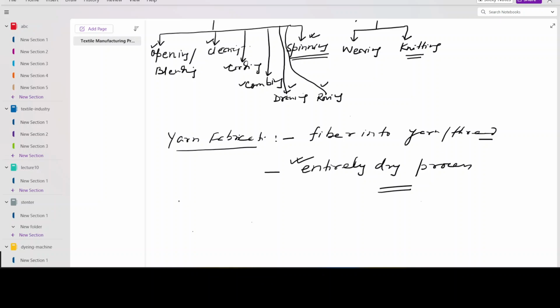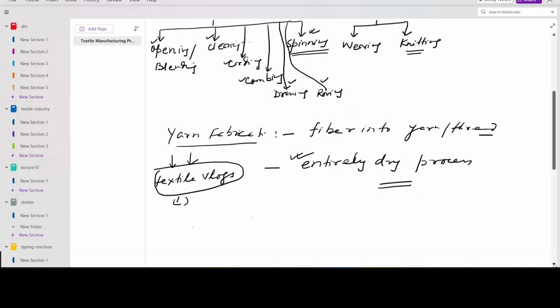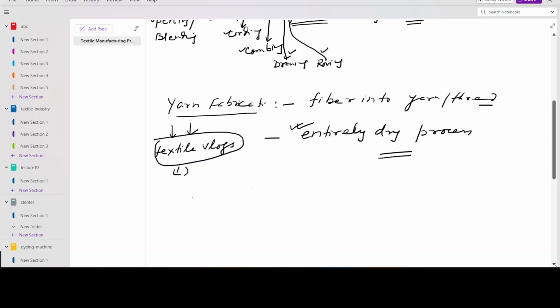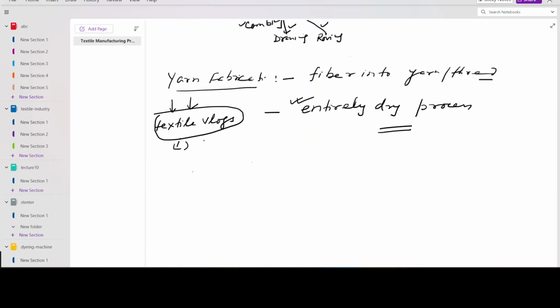And for understanding and seeing these steps, you can go through textile vlog. It is available online in YouTube, textile vlogs. It explains the process very well. First is opening or blending.